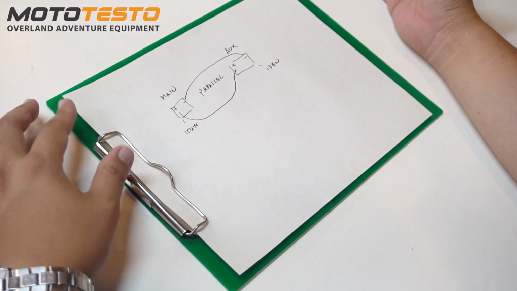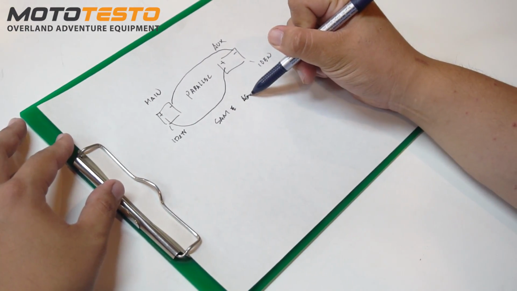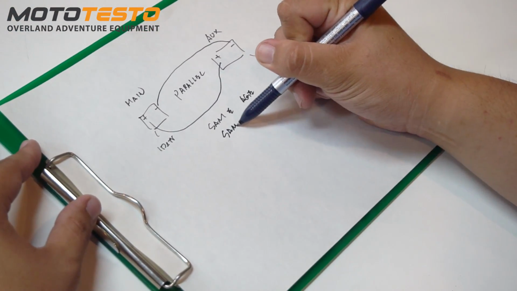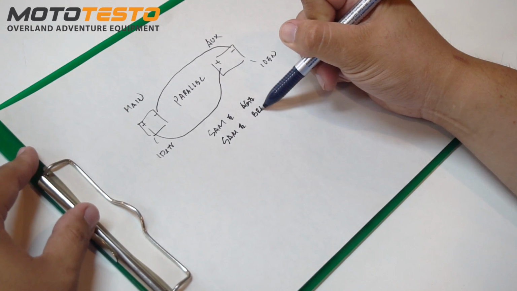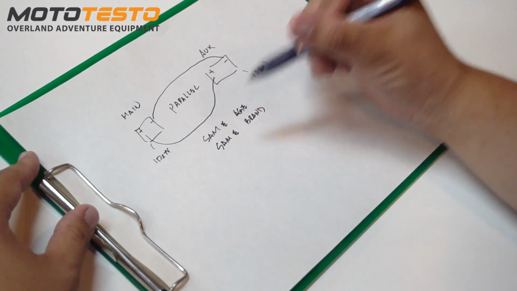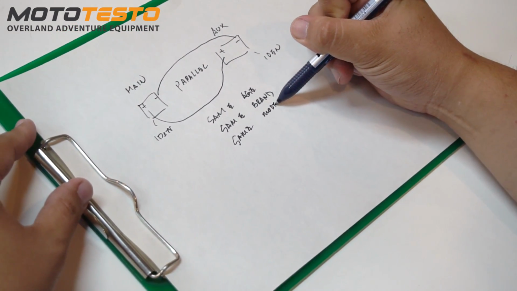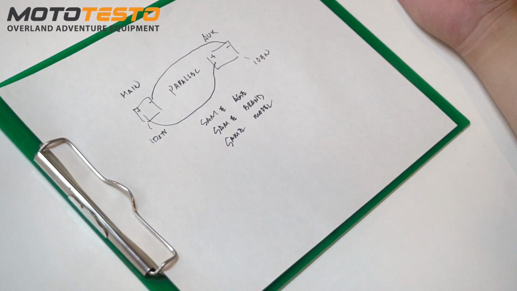Ano ibig sabihin ng identical? Same specs, same age, same brand. Yan. Same model. But the challenge is this.